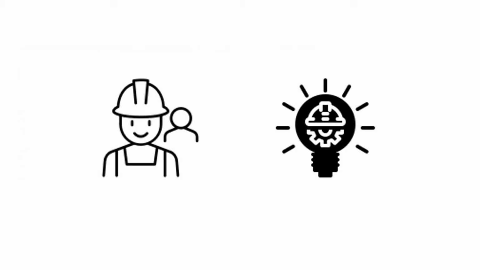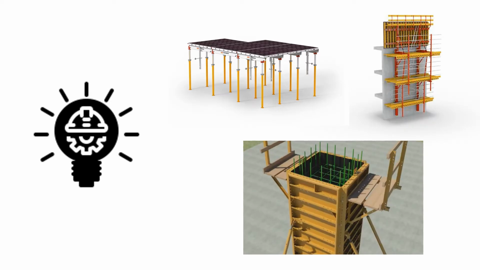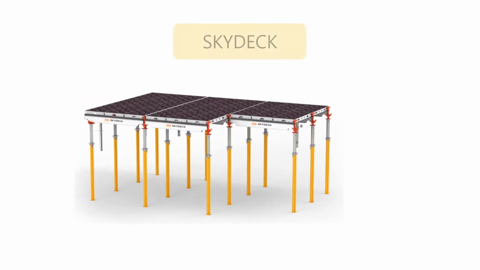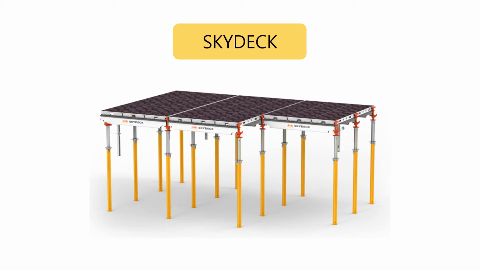How did structural engineers solve these problems? The answer was these three methods. These are the three construction methods that we studied this week. Let's take a look at each of them. First, the skydeck, a slab construction method.